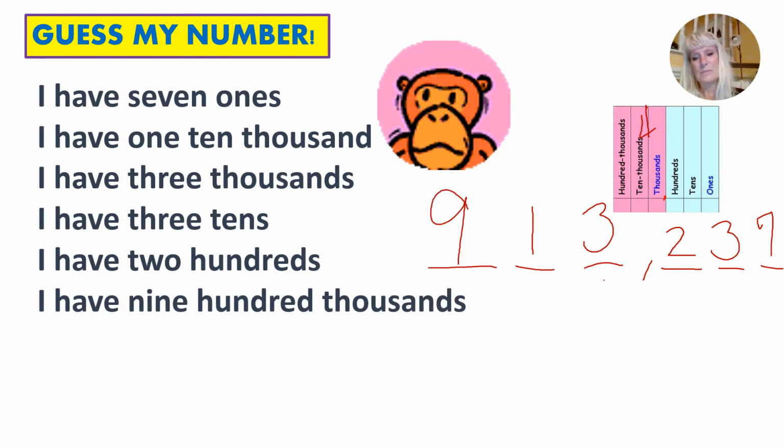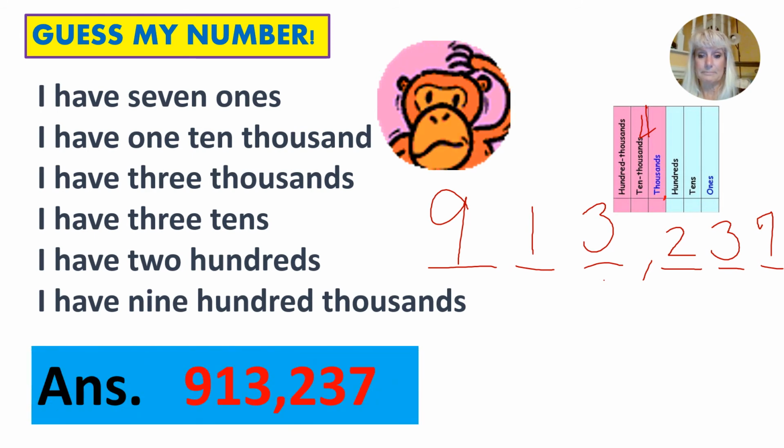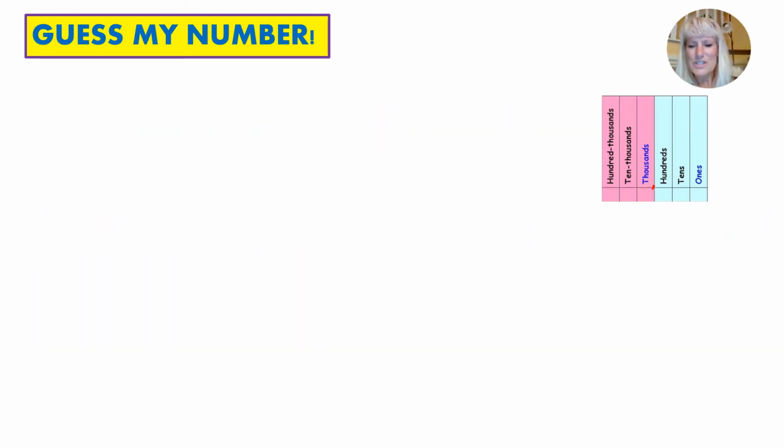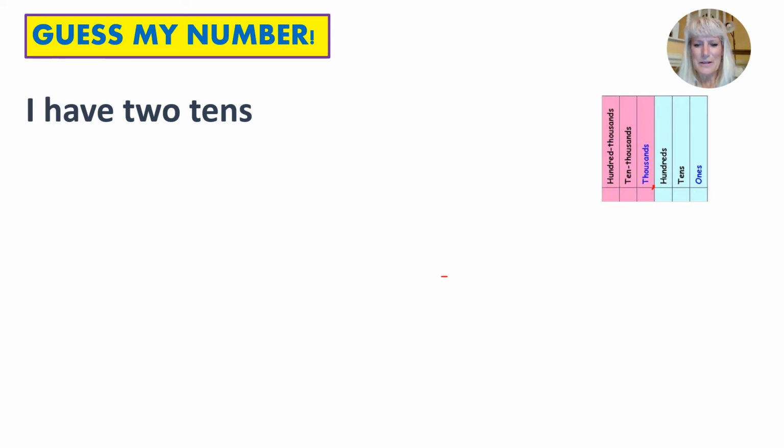Okay, and guess my number. I have 913,237. And I'm correct. All right, let's try this one. We're going to guess my number again. Here we go. Oops, guess what I forgot? 1, 2, 3, comma, 1, 2, 3. I might use them all. I might not. I have 2 tens.